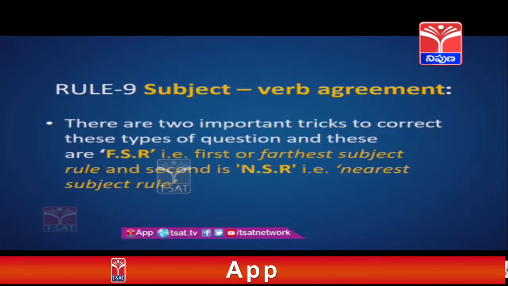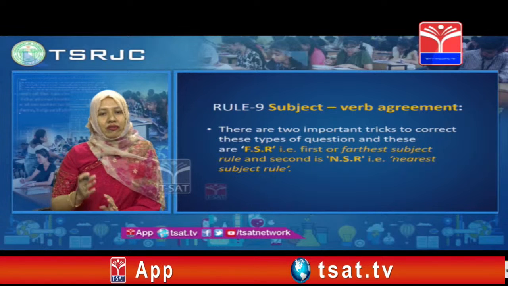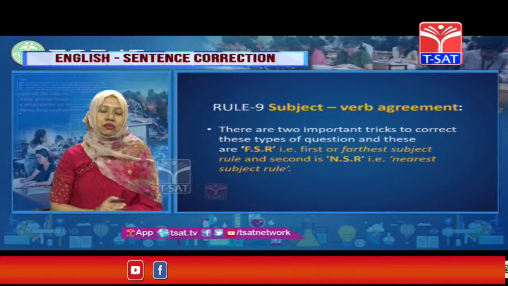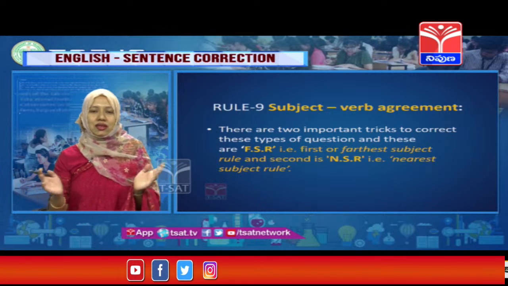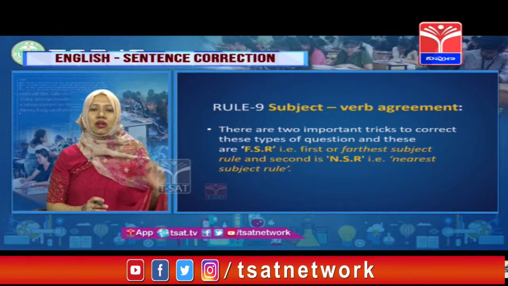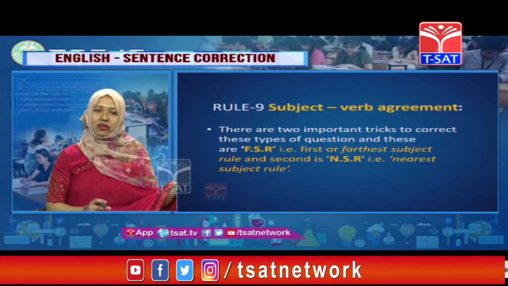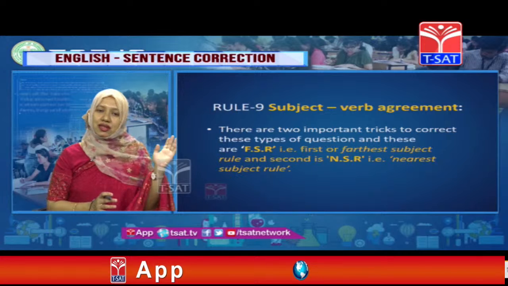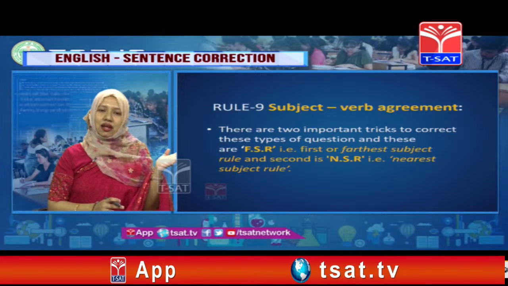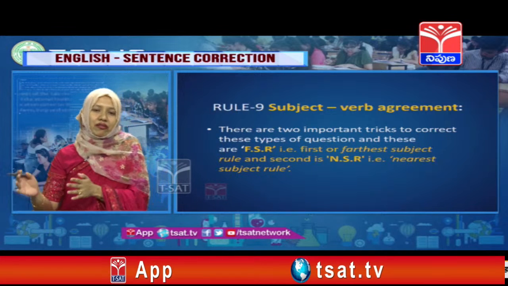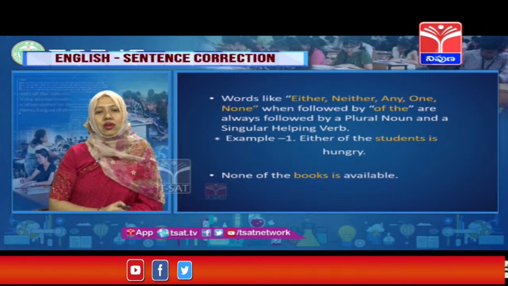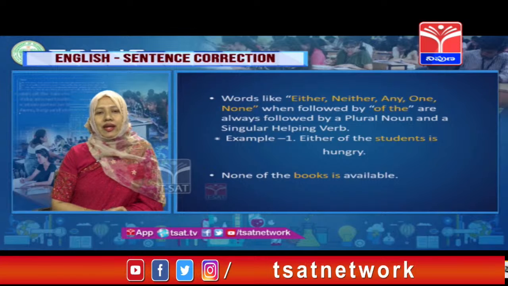There are two important tricks to correct these types of questions. We can have the farthest subject rule and the nearest subject rule. Sometimes there may be more than one subject, two subjects. One is very close to the verb, one is very far from it. If it is in the beginning of the sentence, it is called the farthest subject. If it is near the verb, it is called the nearest subject. Now what is this rule? Let me explain with the help of an example.